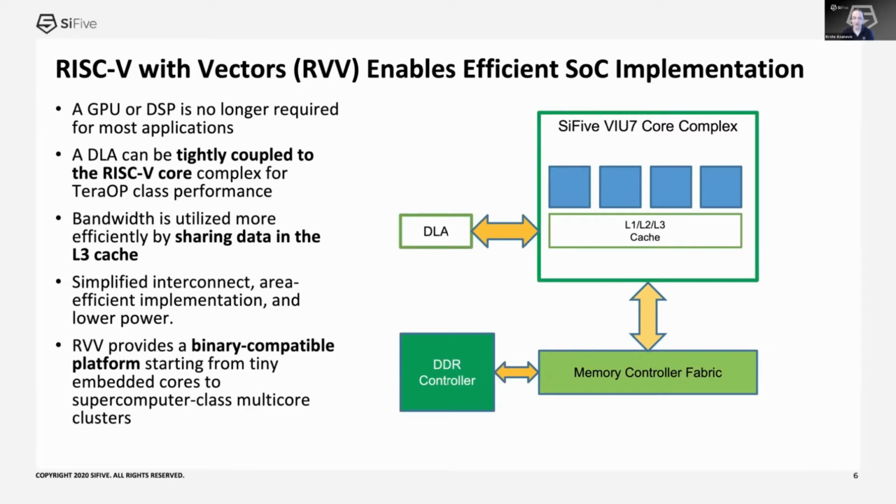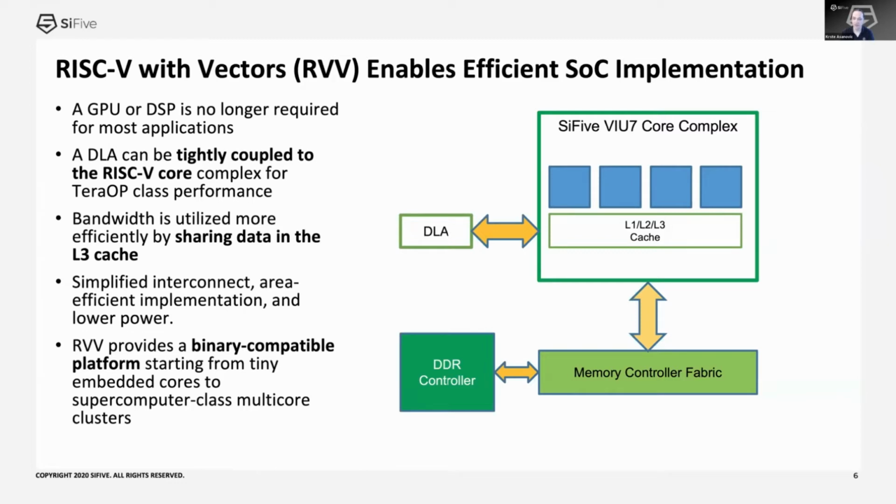So RISC-V with vectors really enables an efficient SoC implementation. And what I mean by that is the vector performance can be scaled up to give you very high performance, to a level where you may not need an independent GPU or DSP. Still, we acknowledge there are cases where you may want the very highest performance, many teraops, and then you can integrate the accelerator as well.